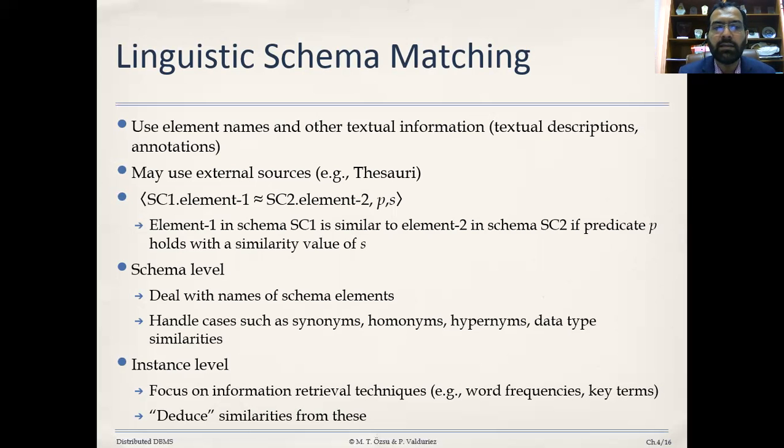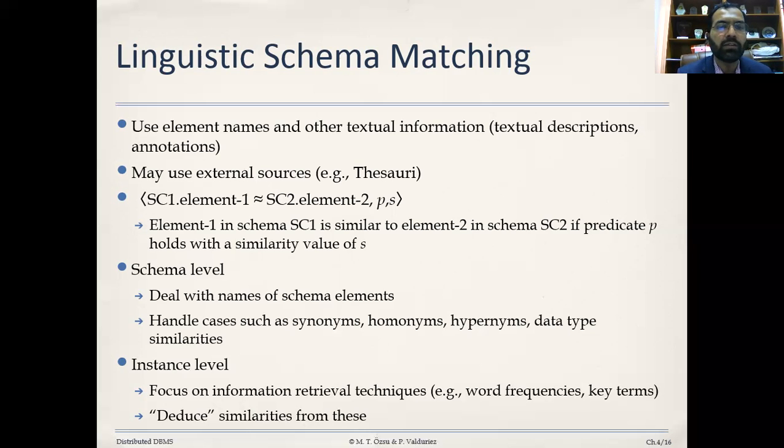The schema level deals with the names of schema elements, of course. The schema level is defined in terms of, and with reference to, schema elements. And there we have to handle cases such as synonyms, hypernyms, data types, and similarities. So we want to see two elements and whether they are similar or not, or whether they represent the same thing or not, or they are the same but have different meanings. That is quite possible. Or they have the same data types, or some sort of similarity.